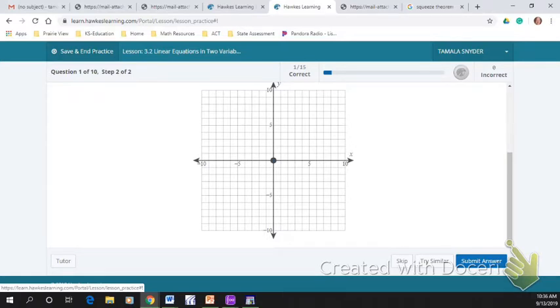So you could quickly make that graph in your notes by simply drawing a little graph. It won't let me go to the pen. And drawing your intercepts and then drawing a line through it. Is everybody good with that? Yep. Okay, so submit. Next.